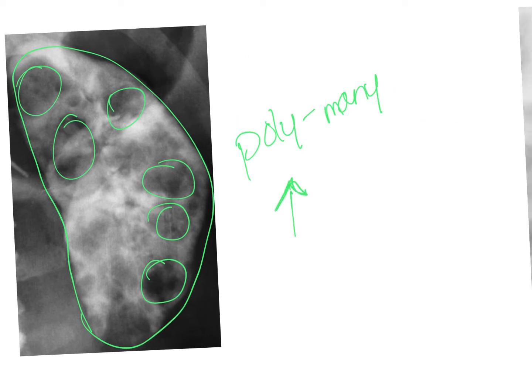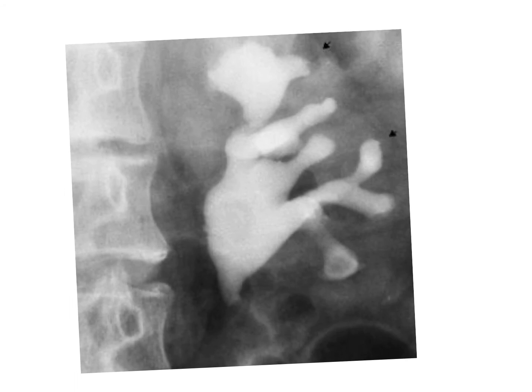All right, so the next x-ray we're going to look at is pyelonephritis. Pyelonephritis is characterized by clubbing of the minor calyces, and then we go into the major calyces, and then eventually into the renal pelvis here. But this clubbing, or kind of blunted ends of these minor calyces, is very characteristic of pyelonephritis.